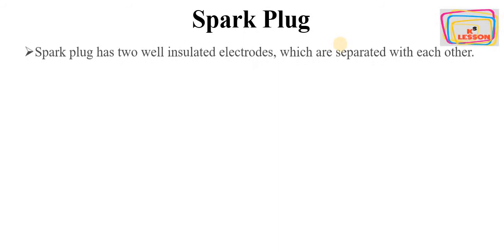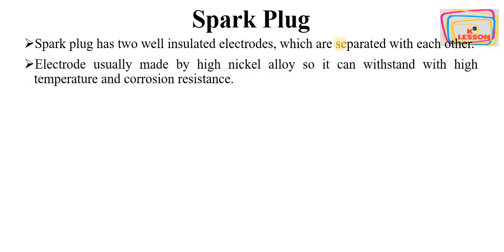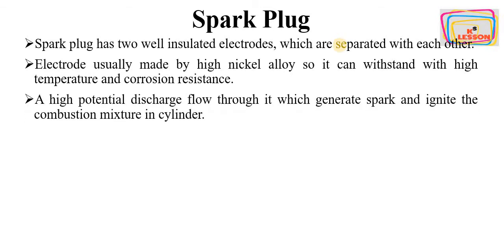Spark plug. Spark plug has two well insulated electrodes which are separated from each other. Electrodes are usually made up of high nickel alloy, so it can withstand high temperature and has corrosion resistance. A high potential discharge flows through it, which generates spark and ignites the combustion mixture in the cylinder.